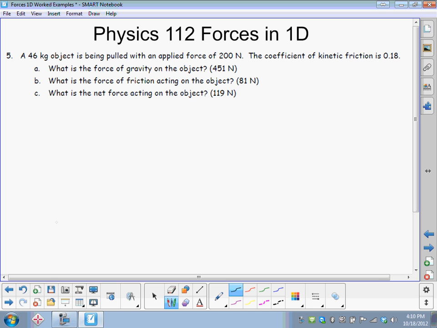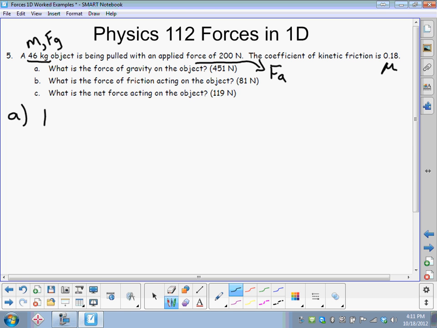So reading through again, I'm given mass, m, and remember, as long as you know what mass is, you can calculate the force of gravity by multiplying by 9.81. We have applied force. So that is my FA that I'll be using in my formulas. And at the end down here, I have coefficient of kinetic friction, 0.18. So A reads, what is the force of gravity on the object?